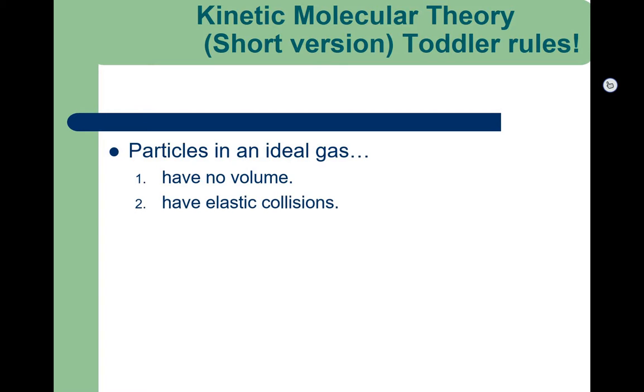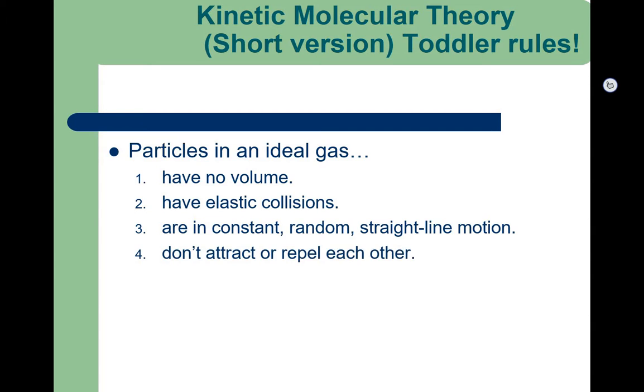They have no volume. They have elastic collisions. In other words, when they get up and they're trying to toddle around and walk around, sometimes they fall down and they bounce back up. They are in constant, random, straight line motion. If they see something they want, they head right to it. Once they play with it, they look around and see something else they want, and they head right to it. It's a constant, random, straight line motion. You couldn't guess which way they're going.